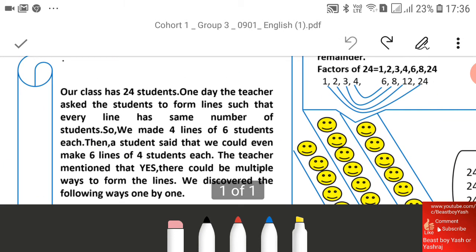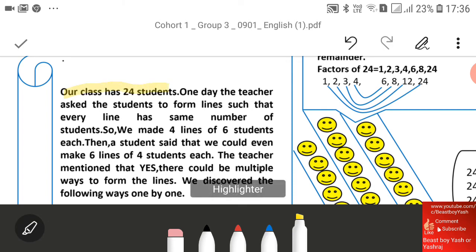So our class has 24 students. One day the teacher asked the students to form lines such that every line has the same number of students.